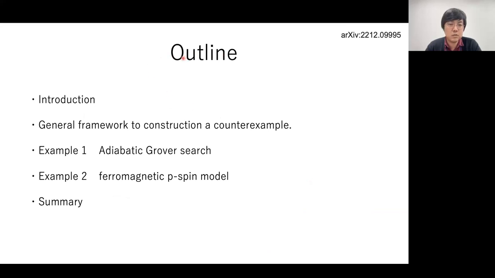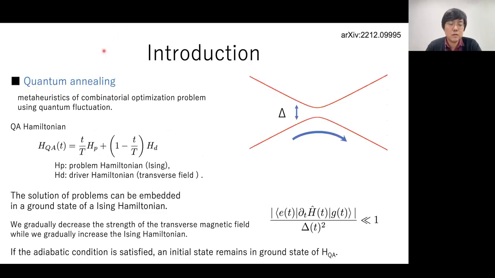This is the outline of this talk. First, I will explain the introduction. As you know, quantum annealing is a metaheuristic for combinatorial optimization problems using quantum fluctuation. And quantum annealing has attracted much attention owing to its variety of applications. For example, quantum chemistry and cryptography, and also the state preparation of many-body systems. So it is a very promising method.